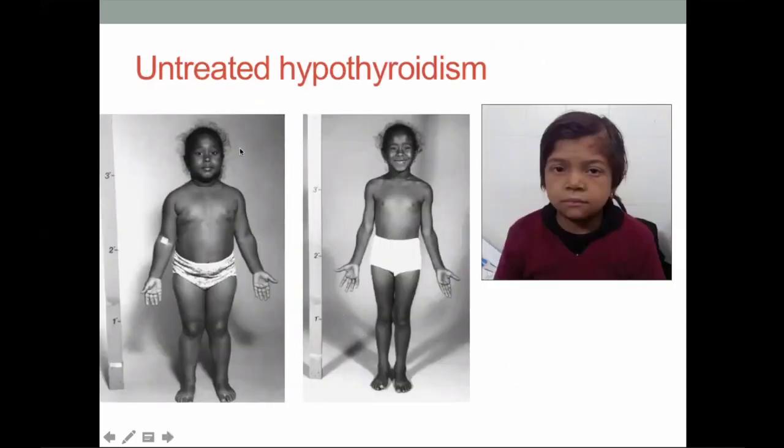This is a child with untreated hypothyroidism. I remember I told you that in severe untreated hypothyroidism, you can have disproportion. When you look at this first child, this was when she was 7 years old, right? You can see that she doesn't look like a short 7-year-old. She rather looks like a younger child, maybe a 4 to 5-year-old. That is because of the disproportion: her upper segment is relatively preserved and her lower segment is short.